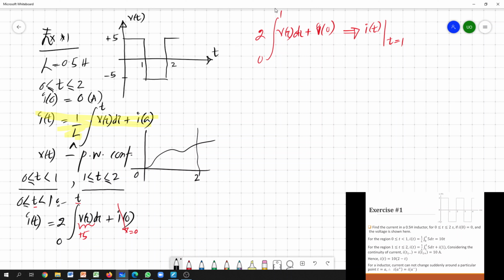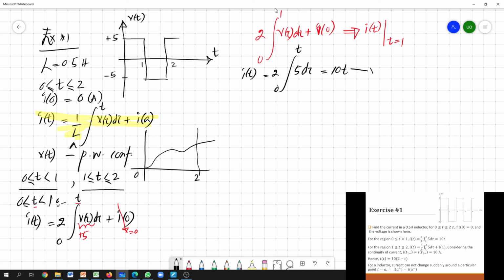So this integral simplifies to 2 times the integral from 0 to t of 5 d tau. So then this becomes 10t. So see, it's a function of t, because we introduced a random quantity as the upper limit of the integral. So then we end up with a time dependent function.